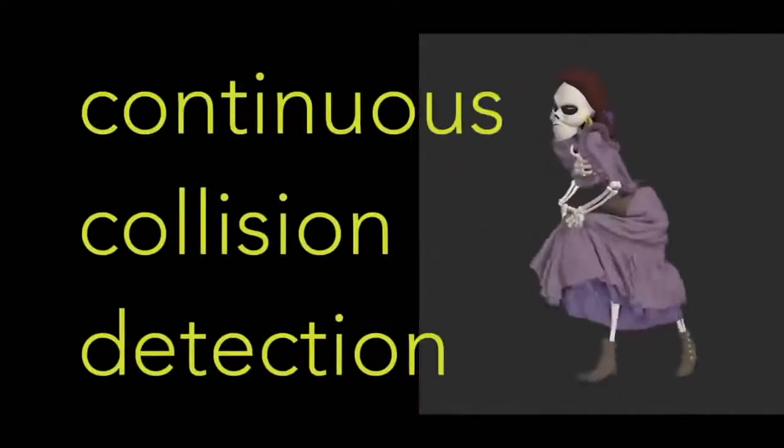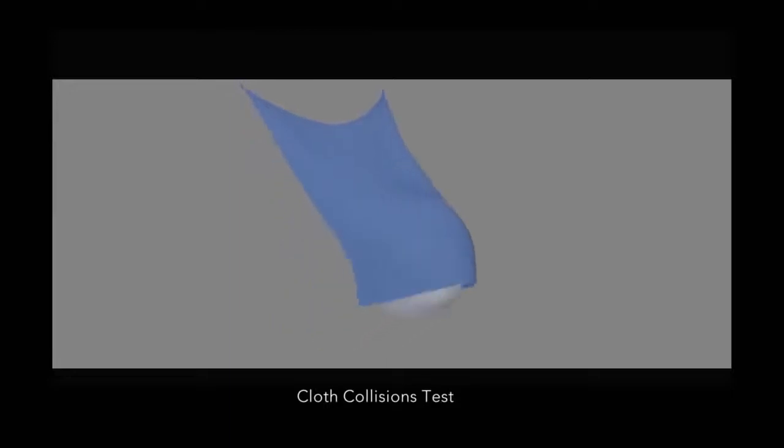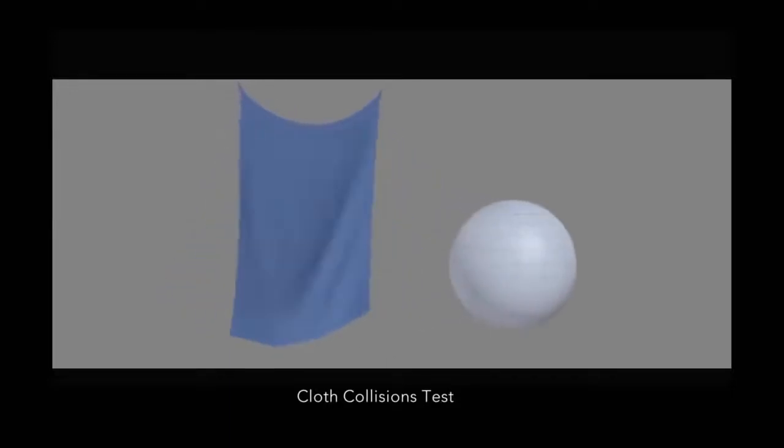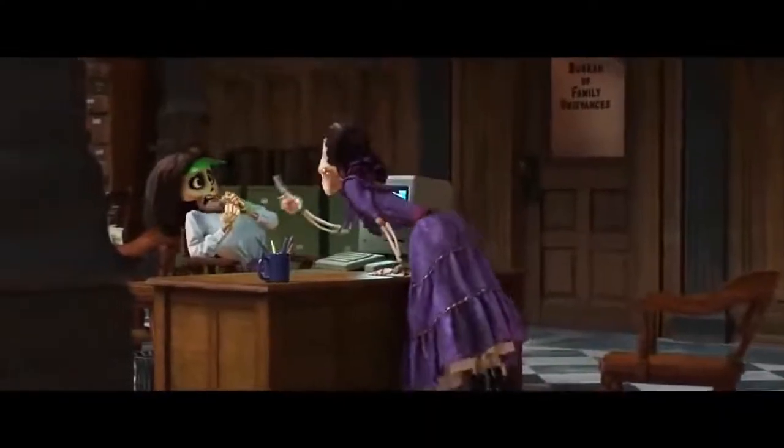To fix this problem, we implemented a technique known as continuous collision detection, which allows you to robustly detect all of the collisions as a character moves, even if it's moving really fast. No more wedgies.